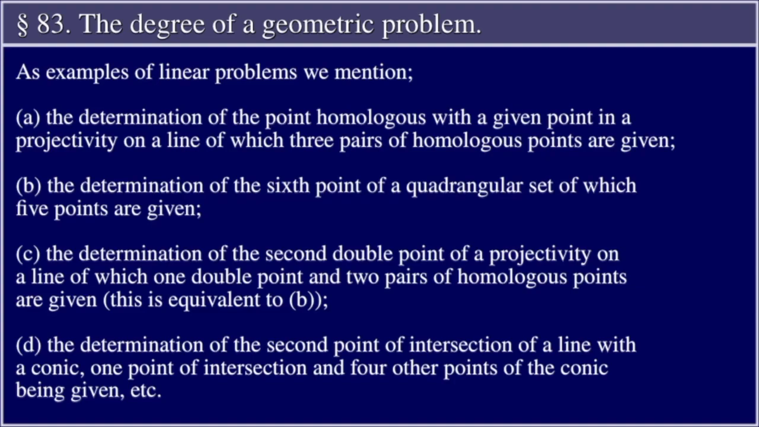As examples of linear problems, we mention: A. The determination of the point homologous to a given point in a projectivity on a line of which three pairs of homologous points are given. B. The determination of the sixth point of a quadrangular set of which 5 points are given. C. The determination of the second double point of a projectivity on a line of which one double point and 2 pairs of homologous points are given. This is equivalent to B. D. The determination of the second point of intersection of a line with a conic, 1 point of intersection and 4 other points of the conic being given, etc.